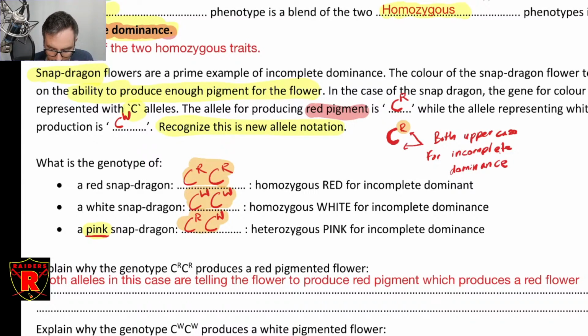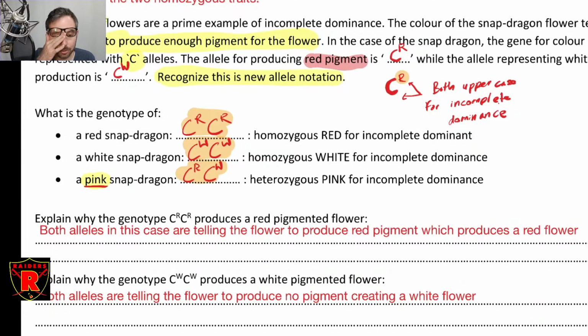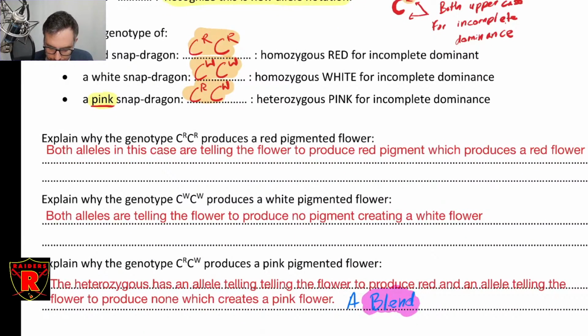So CR, both alleles are both telling the flower to produce red. That makes a red flower. CW, both are telling the flower to produce no pigment. That makes white. But when you have CRCW, you have some alleles telling the flower to produce white, and some telling the plant to produce red. And then the result is that you are basically producing less red pigment on a white background, which turns into pink. Okay, so CRCW, you end up getting a hybrid with a hybrid phenotype.